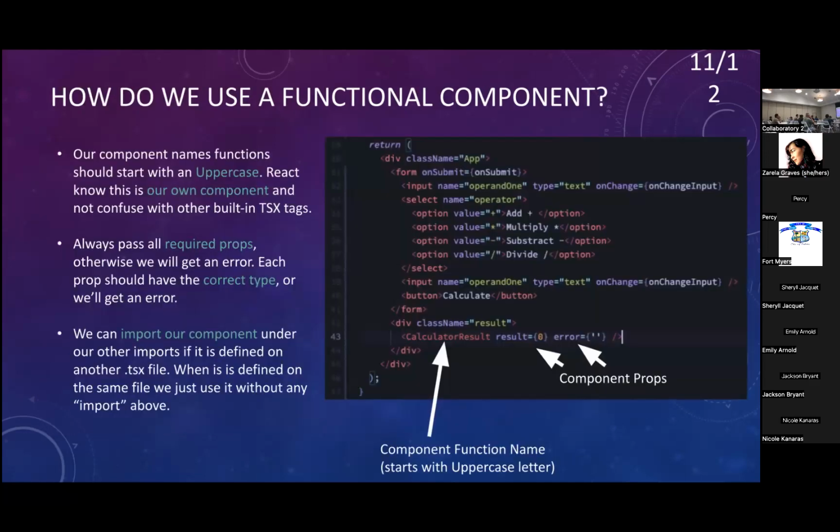So the next thing is, how do we use a component? We already have a component created. We already have this functional component. How do we put it on the app to show it?